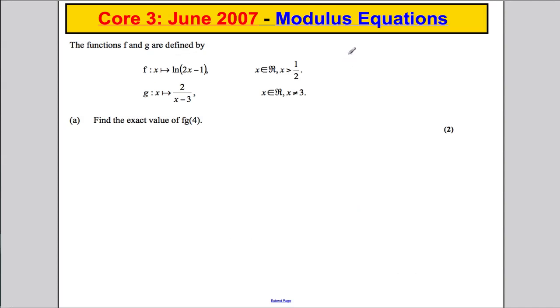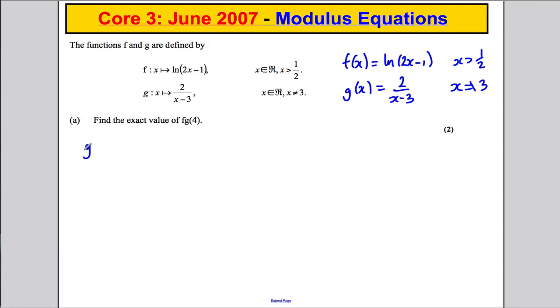Okay, our f of x is ln of 2x subtract 1, x must be bigger than a half. And our g of x is 2 over x subtract 3, and x can't be equal to 3. Find the exact value of f of g of 4. Firstly, make your life easier by working out g of 4. g of 4 is 2 over 4 subtract 3, which is 2 over 1, which is 2.